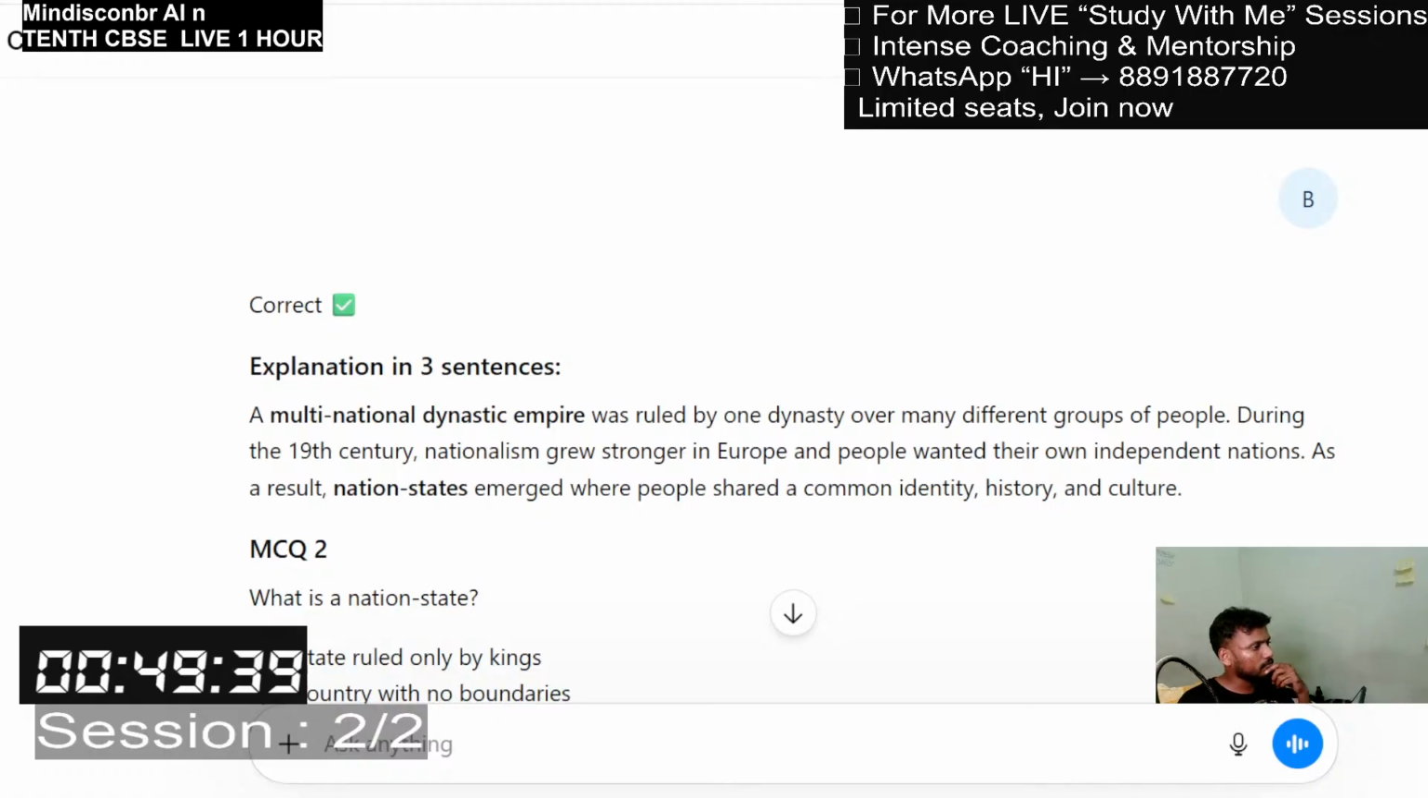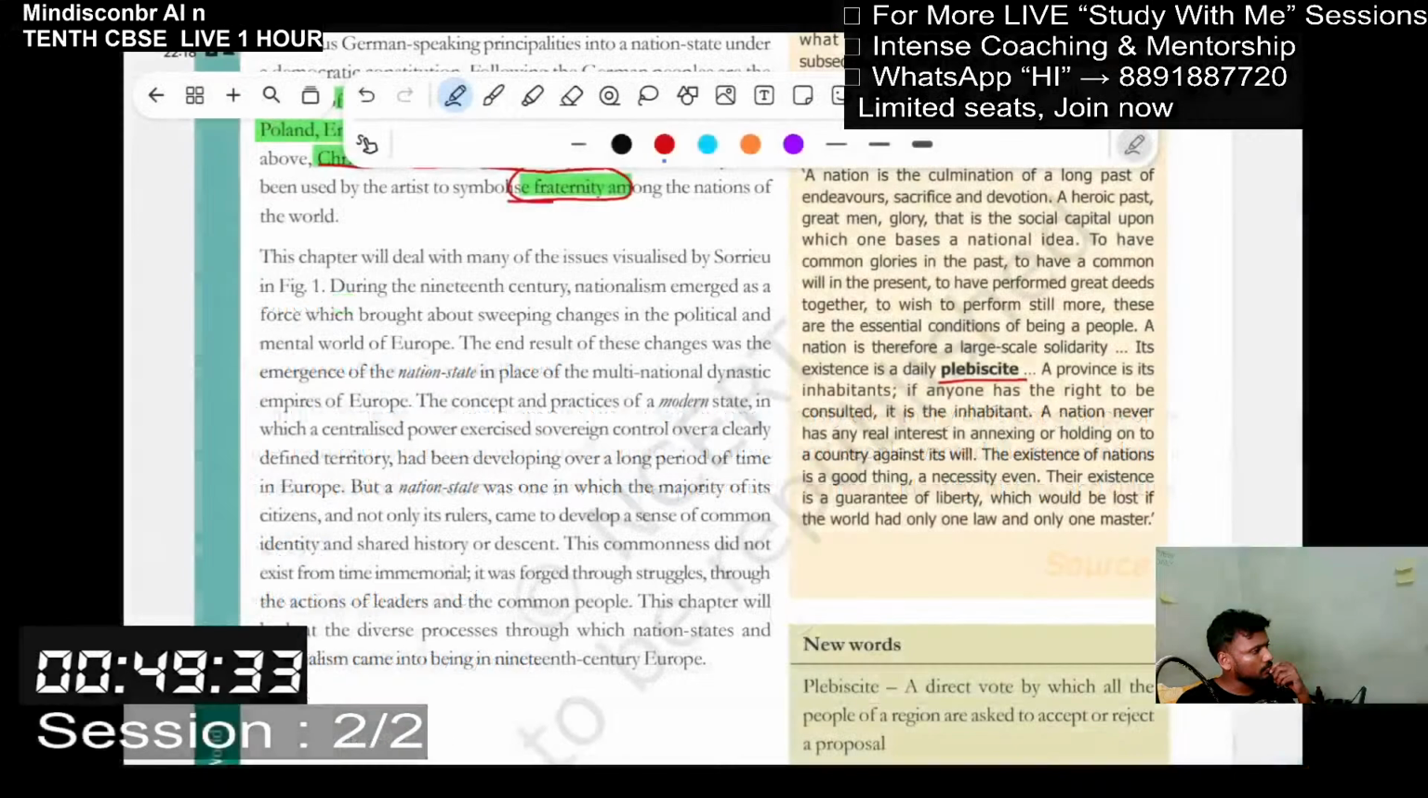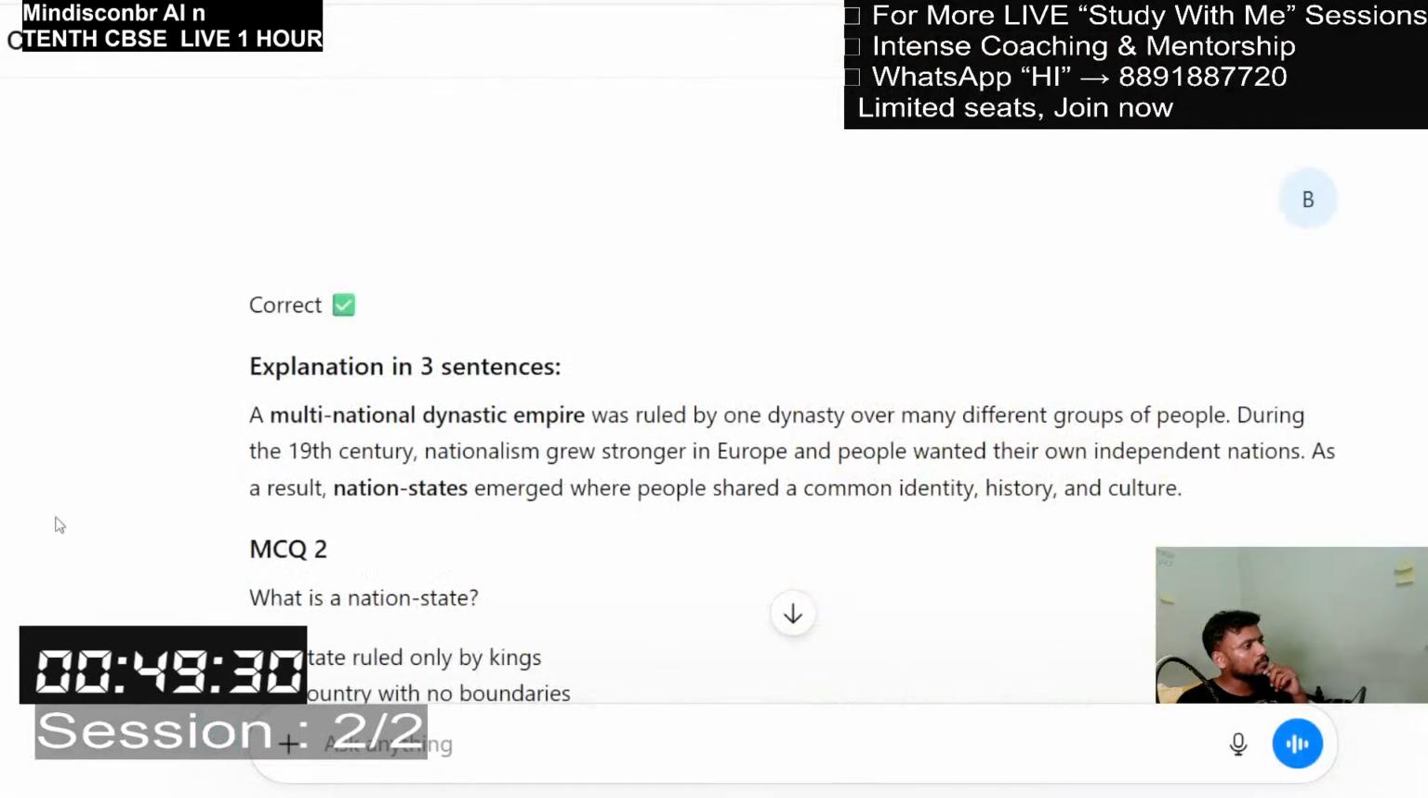Explanation. A multinational dynastic empire was ruled by one dynasty over many different groups of people. During the 19th century, nationalism grew stronger in Europe. People wanted their own independent nations. As a result, nation states emerged where people shared a common identity, common history, and common culture.